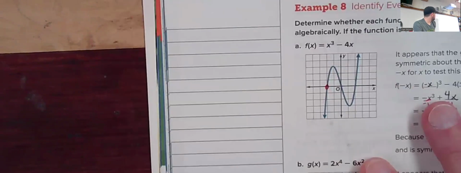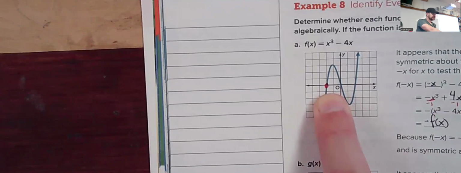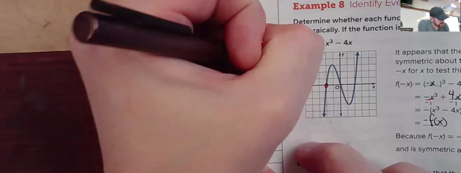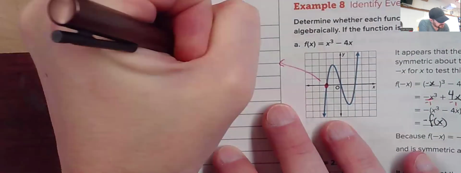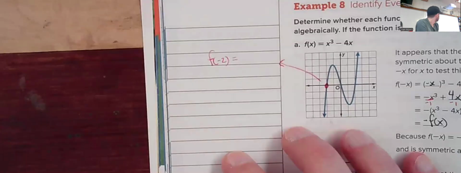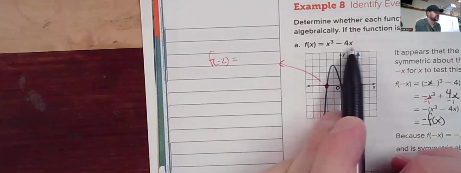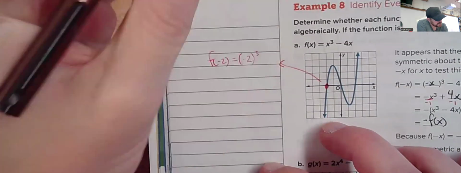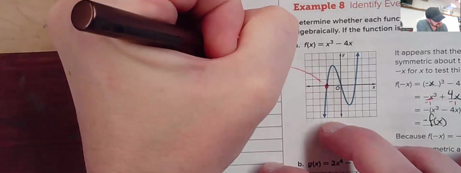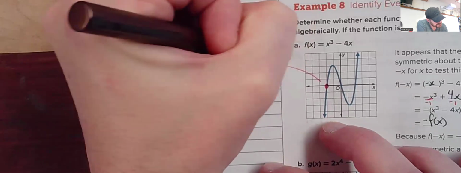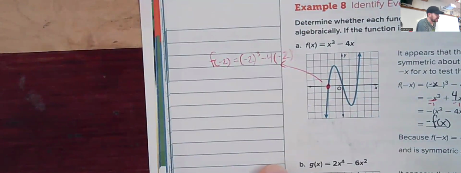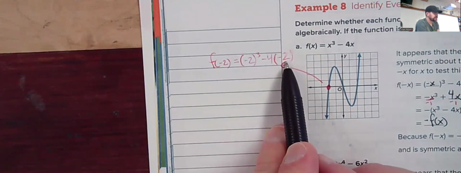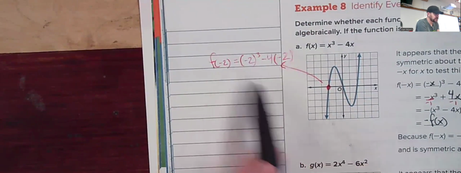So if we use a value of negative 2 for x, let's just plug it in here. So I'm going to draw an arrow over this way, and I'm going to say f of negative 2 equals, we're going to plug negative 2 in for the function over here. Negative 2 cubed minus 4 times negative 2. So we're substituting in. All right. And so we're just going to evaluate the right side here. So when x is negative 2, what's the y value on the graph here?